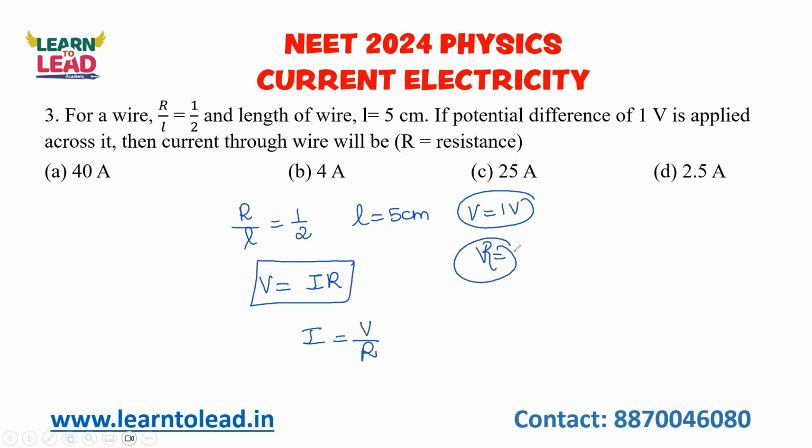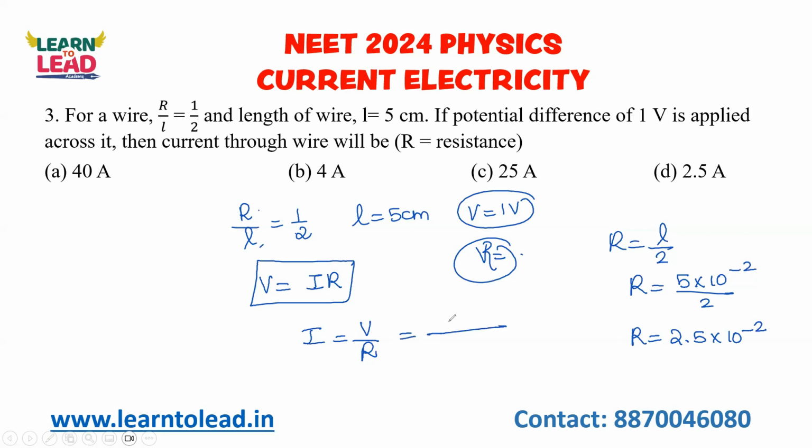Okay, to find the value of R, they have given a relation between R and L. So R is equal to L by 2. I know that the value of L is 5 centimeter. So 5 into 10 to the power minus 2 by 2. So the resistance value is nothing but 2.5 into 10 to the power minus 2.